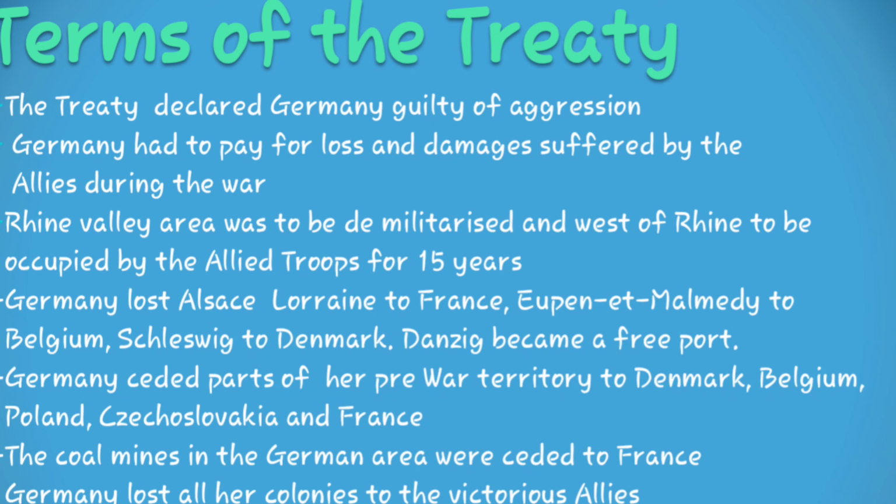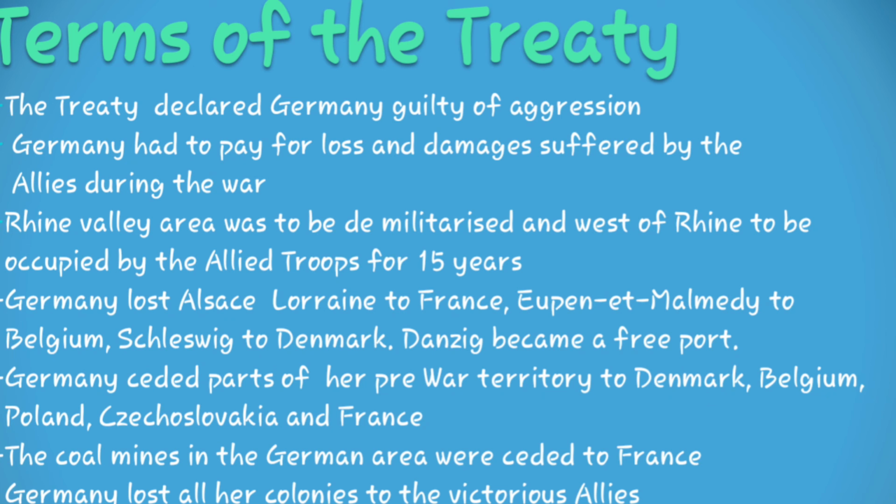The Rhine Valley area was to be demilitarized and the west of the Rhine to be occupied by the Allied troops for the next 15 years. Germany, which had taken over two provinces of France, Alsace and Lorraine, had to give them back to France. Eupen and Malmedy went to Belgium. Similarly, Schleswig went to Denmark, and Danzig became a free port.